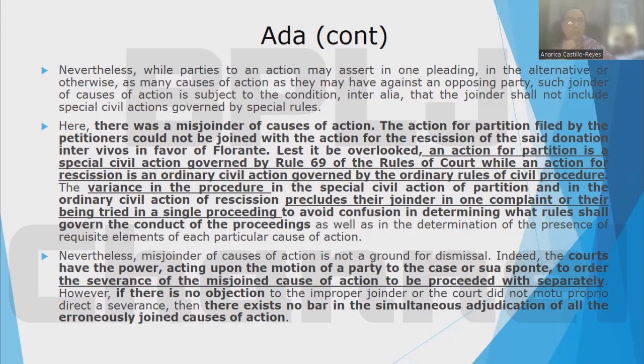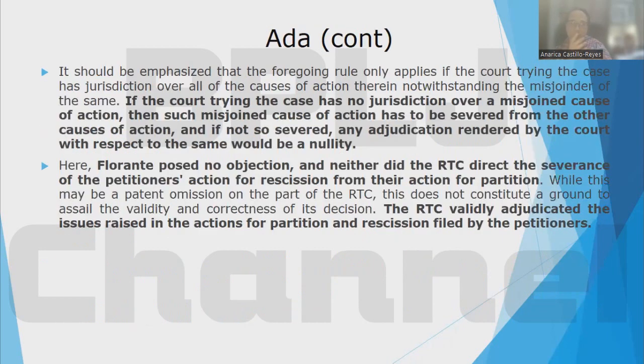However, misjoinder of causes of action is not a ground for dismissal. The courts have the power, acting upon the motion of a party to the case, or sua sponte, to order the severance of the misjoined cause of action to be proceeded with separately. However, if there is no objection to the improper joinder and the court did not by itself direct a severance, there exists no bar in the simultaneous adjudication of all the erroneously joined causes of action.